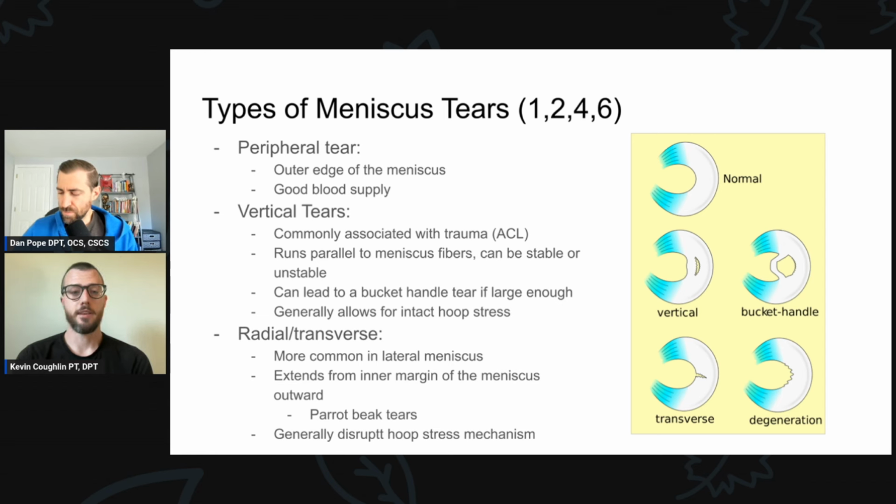A third type of tear is a radial or a transverse tear. If you think about the peripheral tear, which I had mentioned, that's on the convex side of the C shape, this would be more on the concave side, on the inside of the C shape. This is more common in lateral meniscal tears. It extends from the inner margin of the meniscus outward. A type of this tear is a parrot beak tear. I think that's my favorite kind of tear. It's a nice word. And because this type of tear is perpendicular to the fibers in the meniscus, it can disrupt the hoop stress mechanism. So we see a little bit of an issue with how well the meniscus can dissipate forces. There are more, but those are the first three that we'll introduce you to.